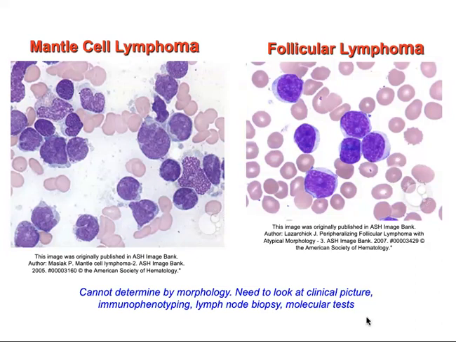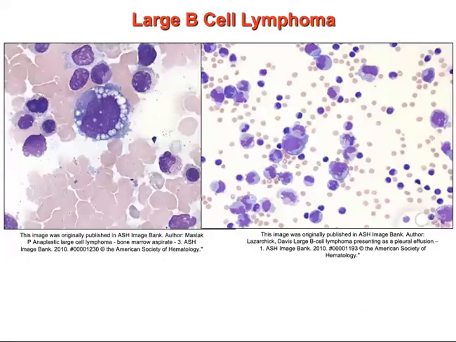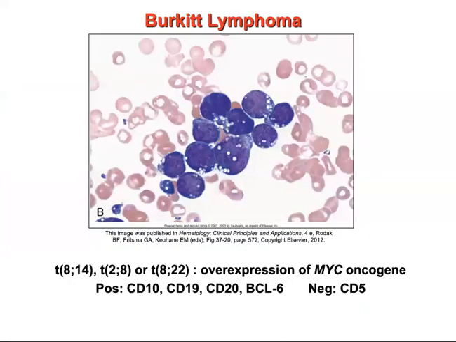One thing to note is that if we cannot tell what it is just by looking at morphology, which is going to be very hard with these kinds of lymphomas, we look at the clinical picture, we do immunophenotyping, and we can also do lymph node biopsy and some molecular tests. Morphology alone with these lymphomas is very hard. And this is a large B-cell lymphoma, with very large, vacuolated cells. Again, morphology is not easy.